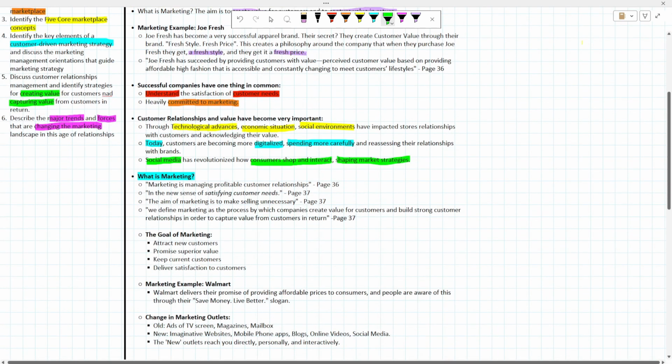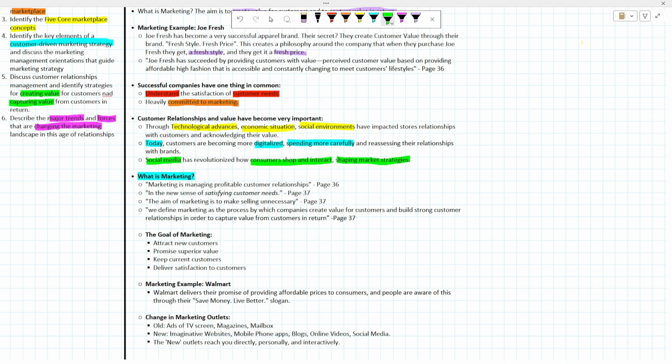So let's dive into the definition. What is marketing? In the book, they provide many examples and many definitions of marketing. So I listed them out here. On page 36, we have marketing is managing profitable customer relationships. On page 37, we have marketing in the new sense of satisfying customer needs. The aim of marketing is to make selling unnecessary. I think this one was a very good quote that I saw. So the aim of marketing is to make selling unnecessary.